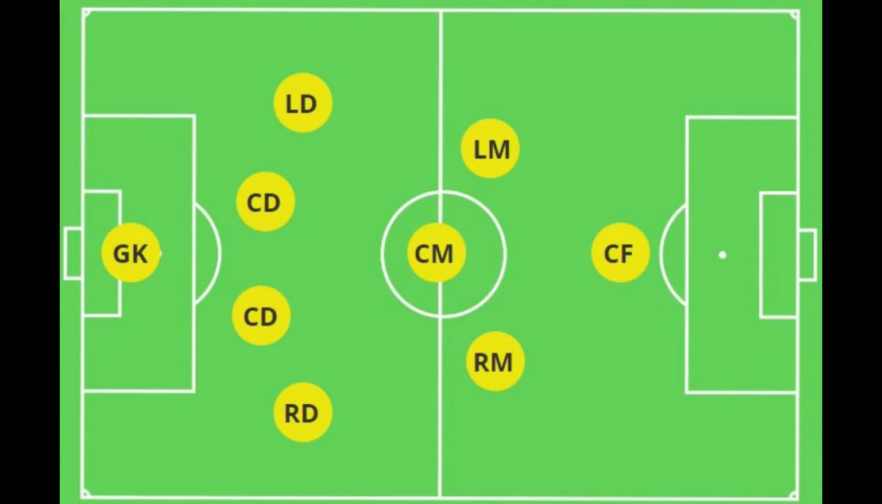Now we will talk about the role of each position. The goalkeeper must keep the ball from going into the goal. Goalkeepers may use hands or arms to save the ball if inside the penalty area. Goalkeepers can come outside the penalty box and can play like any other player without touching the ball with their hands.